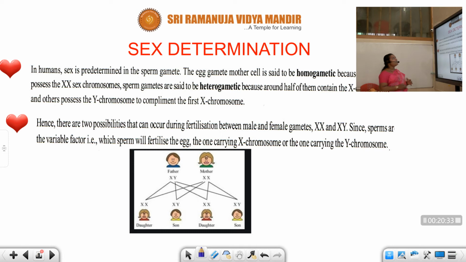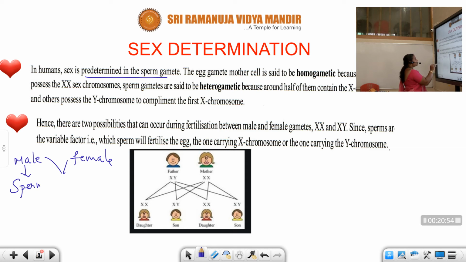Now, in humans, sex is predetermined in the sperm gamete. You know that, students? What do you mean by sexual reproduction? It is the fusion of the male gamete with the female gamete, right? What is this male gamete? It's nothing but the sperm cell. And in the female, it is the egg.